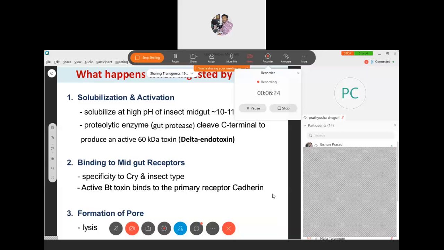And once it can bind to the cadherin receptor, there is a formation of pore. This formation of pore in the insect mid-gut leads to damage to the larval gut. Once in the gut of the larva there is a pore formation, lots of water will come inside it, and your larvae will go for lysis.